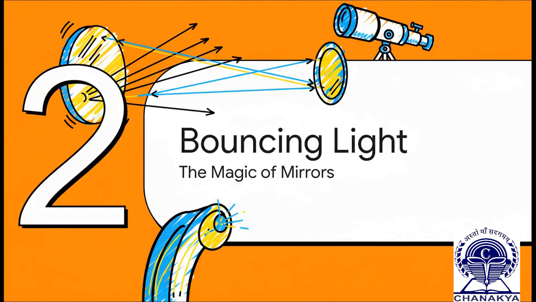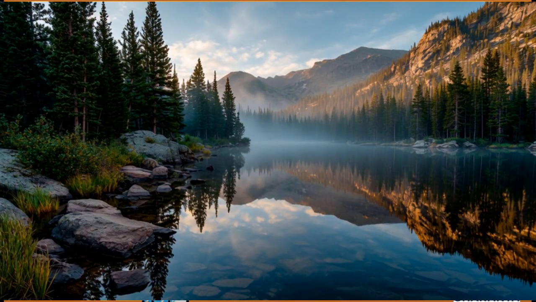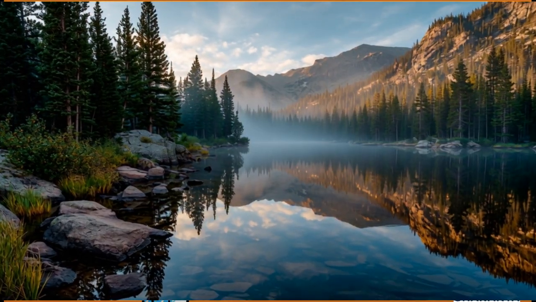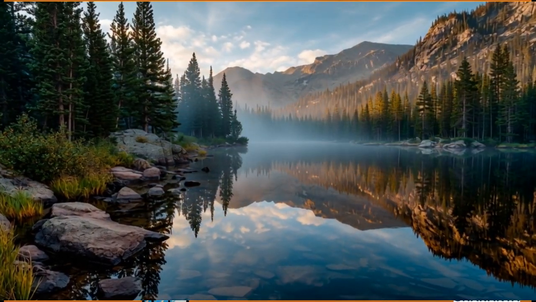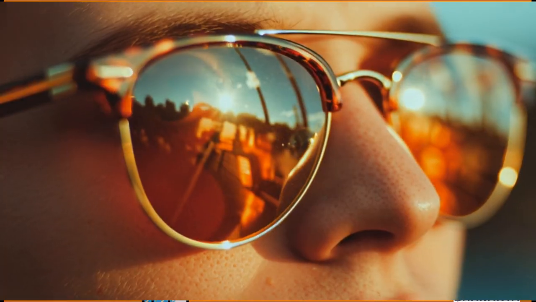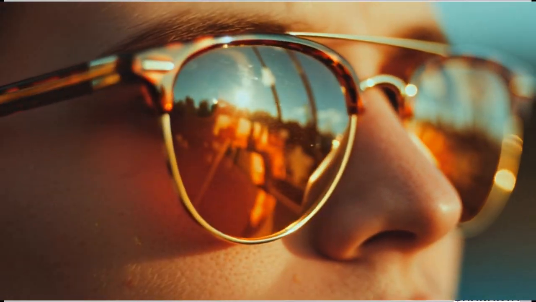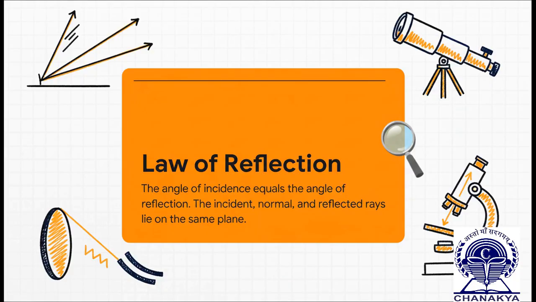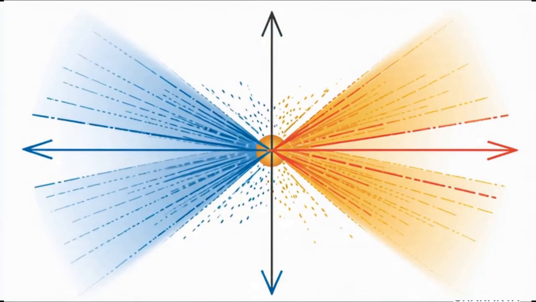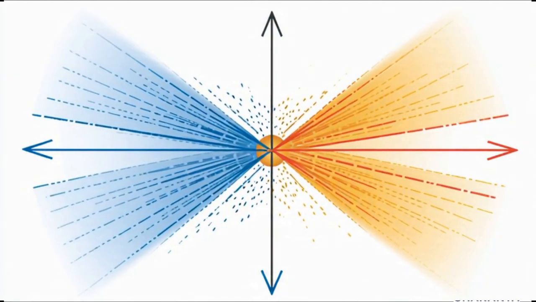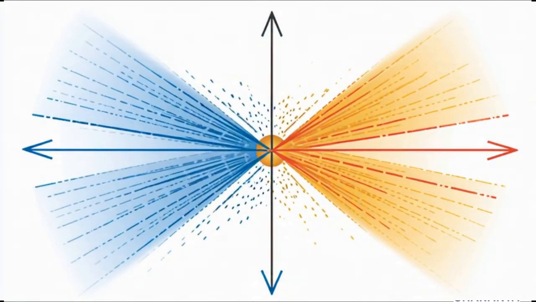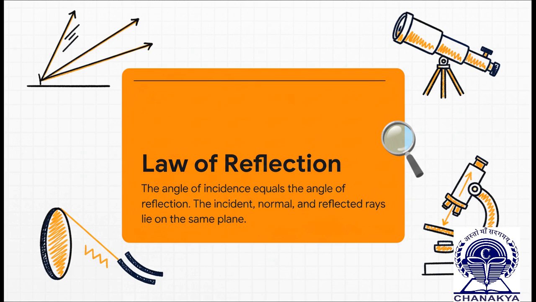Section 2. Bouncing light. Okay, so light travels in straight lines and is super fast. The first way we can start to control it is simply by making it bounce. We call this reflection, and it's the magic behind every single mirror you've ever looked into. And the rule that governs all of this bouncing is just so simple, it's beautiful. The angle that a light ray hits a surface is exactly equal to the angle that it bounces off. That's it. That's the whole rule. It works for a flat pool of water, a curved funhouse mirror, a giant satellite dish, everything.